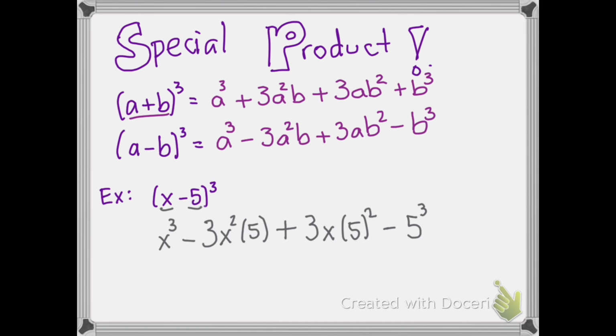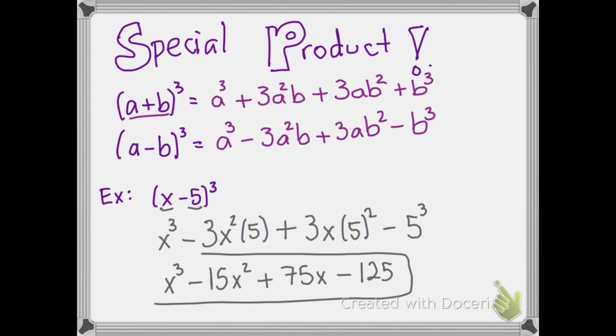If we simplify this, we get negative 15x squared plus 5 squared is 25 times 3 is 75x minus 5 to the third power, which is 125. And notice how we did our process in 2 steps instead of 4 or 5. So it's very simple. Just memorize the formulas and learn how to apply them.